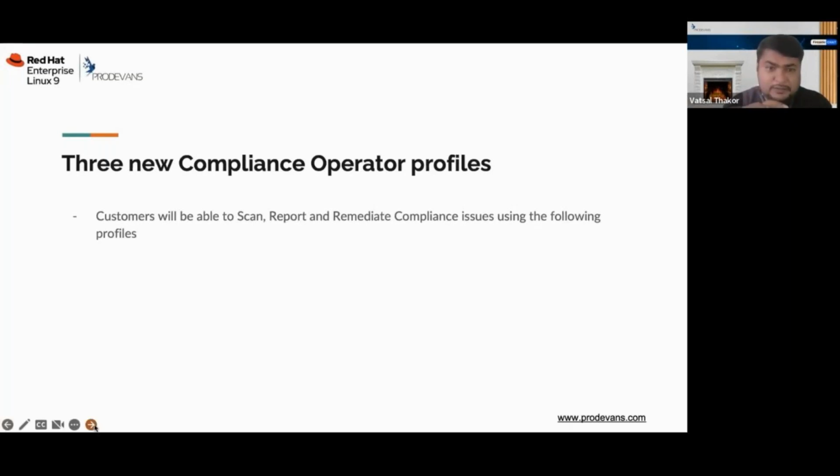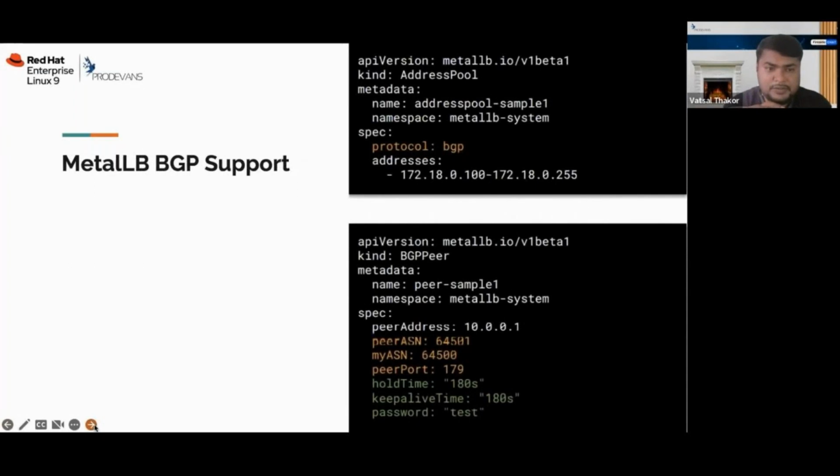Now, the next feature, which was requested by customers for a very long time: MetalLB support is now available with version 4.2. MetalLB has two modes to announce the service information for the load balancer. If you have worked on MetalLB, then you will be able to understand this. We have L2, which was introduced in version 4.9, and BGP is now also supported in OpenShift version 4.10.